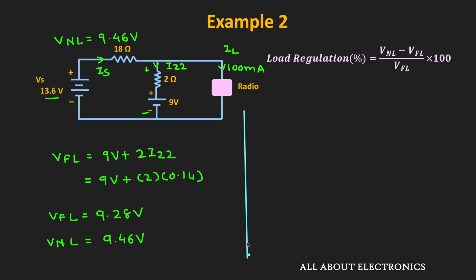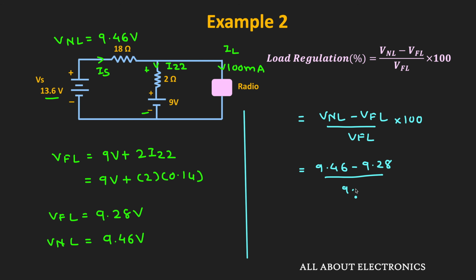So from this we can say that the load regulation is equal to no load voltage minus full load voltage divided by full load voltage. So that is equal to 9.46 minus 9.28 divided by 9.28. And if we see the percentage wise, then that is equal to 1.93%. So in this way, for the given circuit, the value of the load regulation is equal to 1.93% when the supply voltage is equal to 13.6 volt.